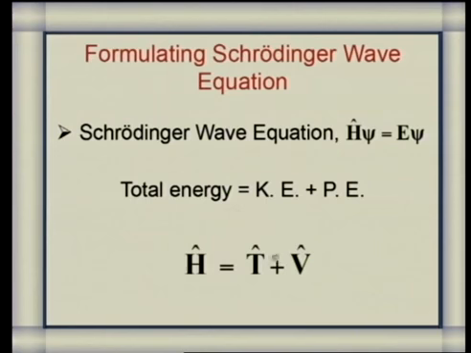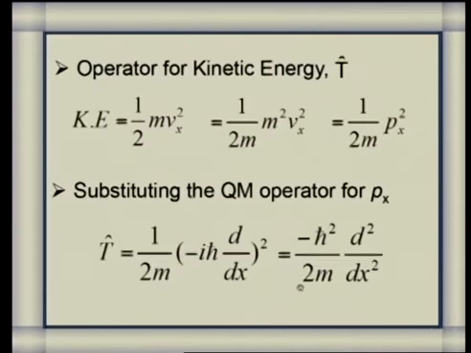So in fact, when I say formulate the Schrodinger wave equation, essentially we have to formulate the expression for H, that is the Hamiltonian, and that in turn is equal to T plus V. So to formulate the Schrodinger wave equation or the Hamiltonian, we need to formulate the operators for T and V. Let's see how we do that.